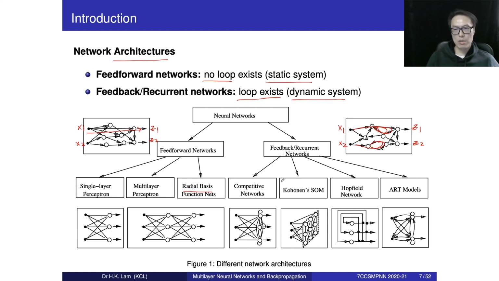Some examples of the recurrent neural network: right here we have the competitive neural network, where we have some loops in this layer, as well as the self-organizing map, which is usually used for image processing, and Hopfield networks and the ART model. All of them have loops.